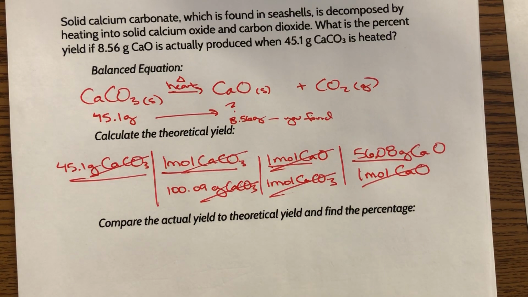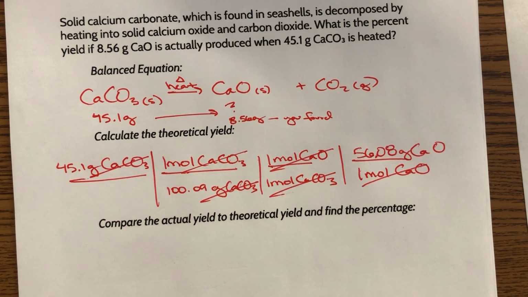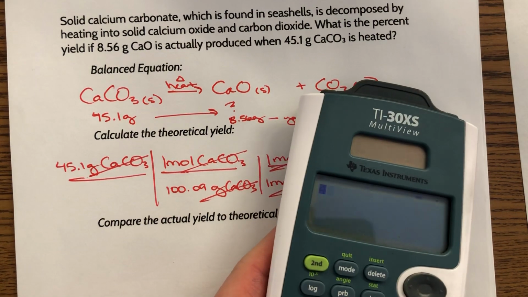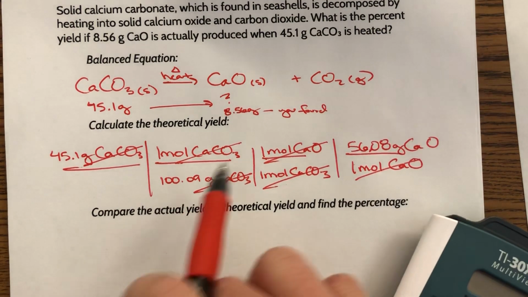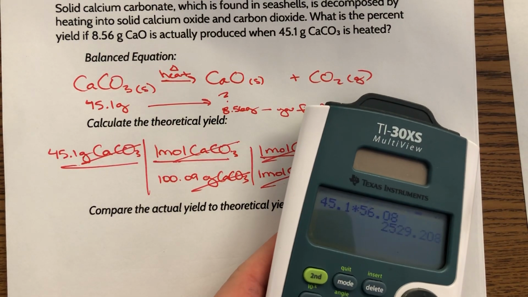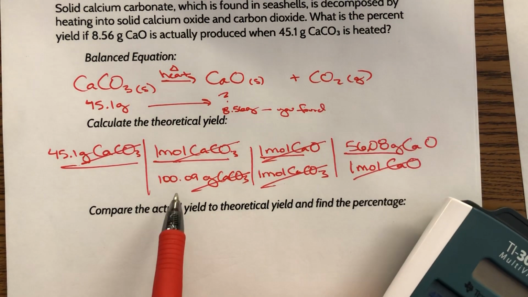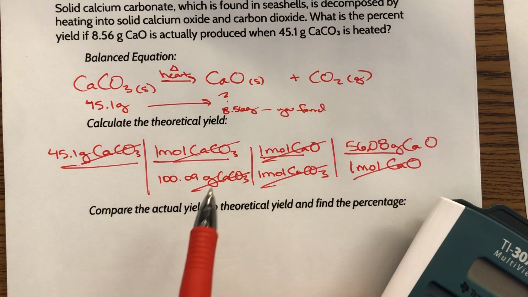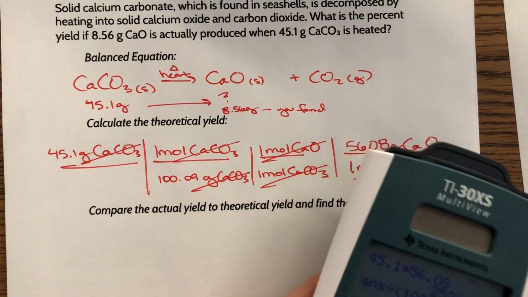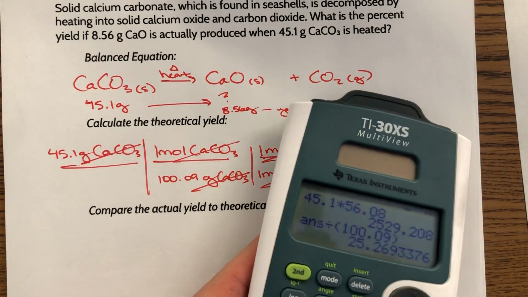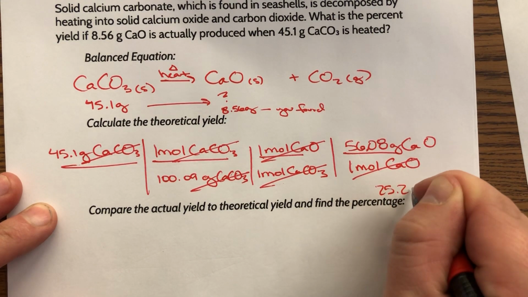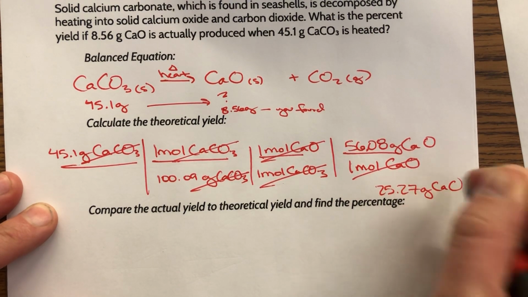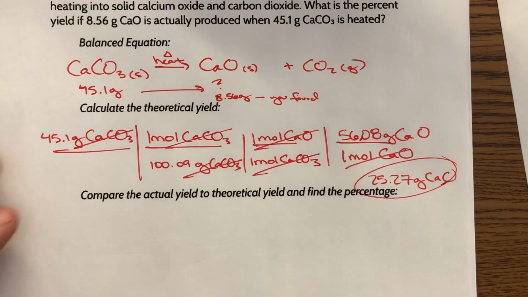This number is different than the previous problem, so we're going to repunch it in. We've got 45.1 times 1 times 1 times 56.08. That's the top, and then we divide by 100.09, because these are just ones. And that's going to give us 25.27 grams of calcium oxide. That's our theoretical yield.